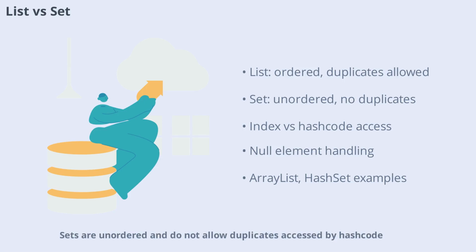Sets are unordered and do not allow duplicates, accessed by hashcode. Lists can store multiple null elements, while sets allow only one null element. Examples include ArrayList and LinkedList for list, and HashSet or TreeSet for set.